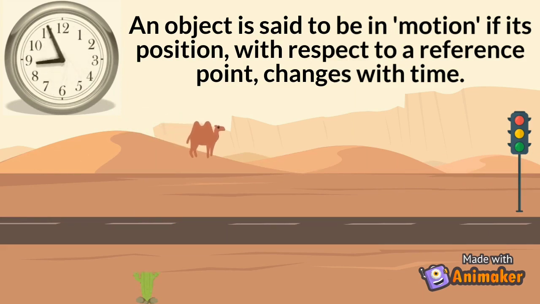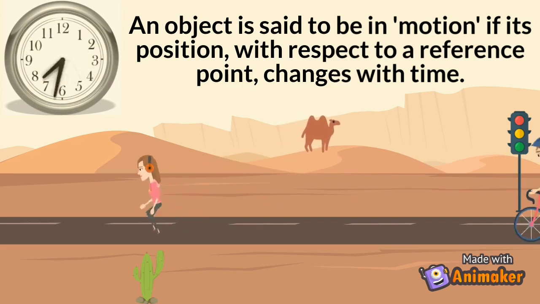A reference point is basically a place or object used for comparison to determine if something is in motion or at rest. Anything present in the immediate surrounding can be a reference point, like the traffic light, the mountain, the camel, the car, the girl, etc.